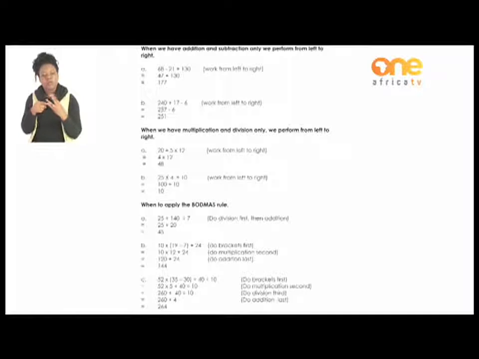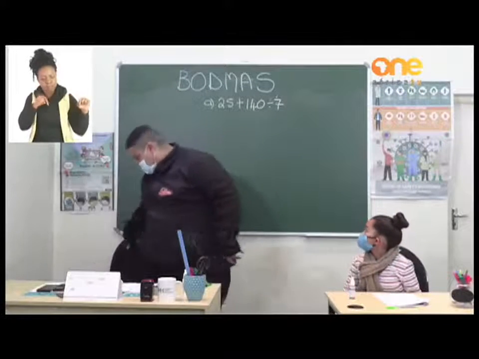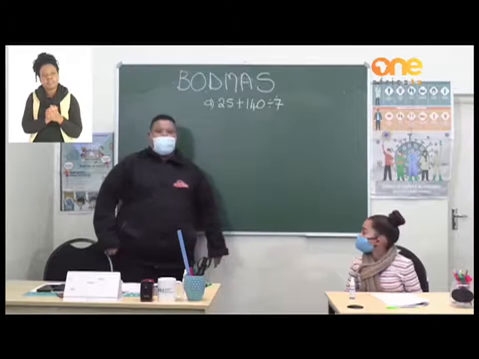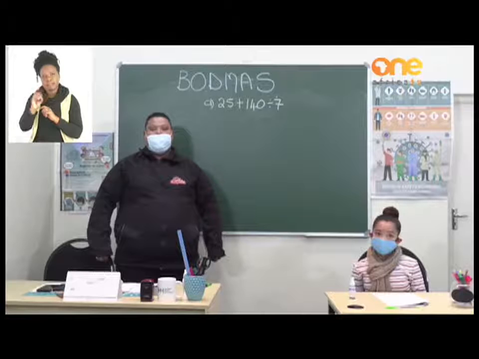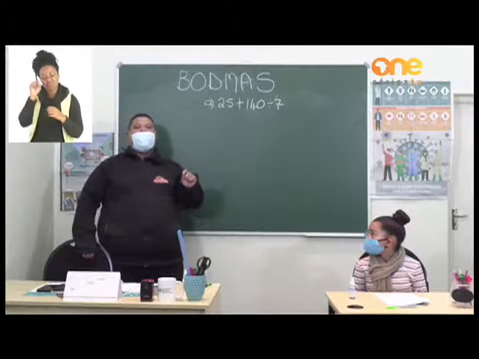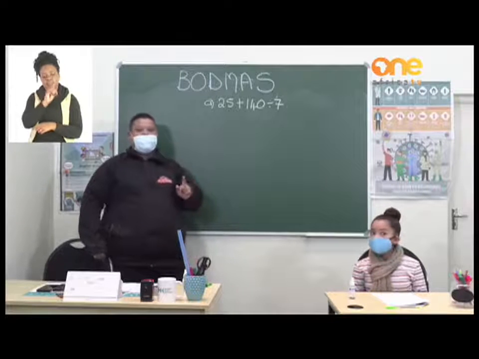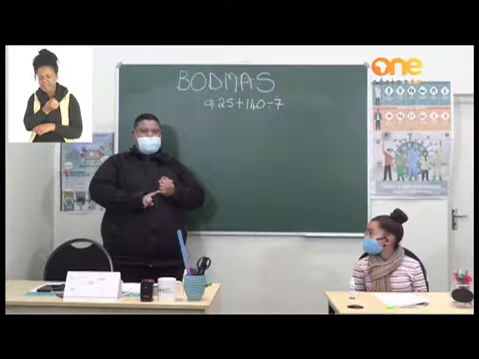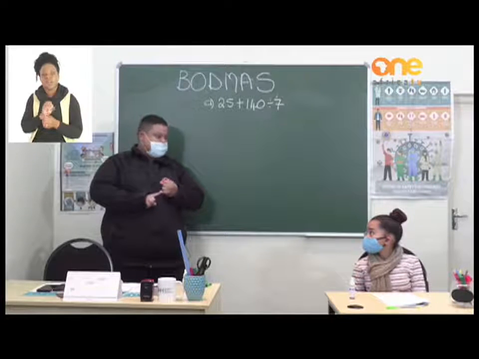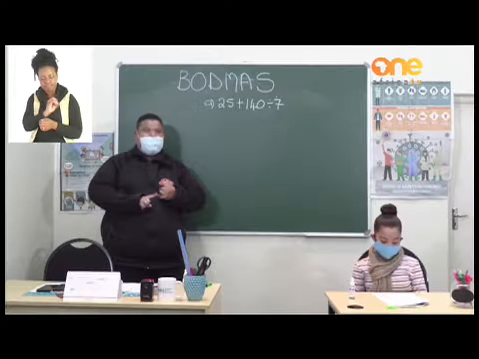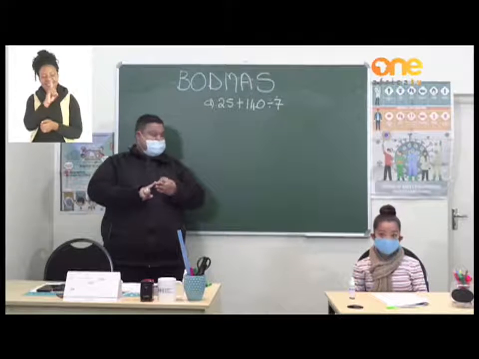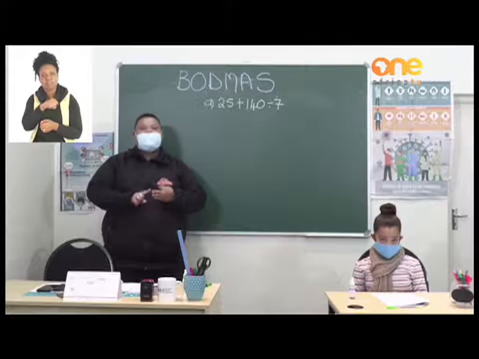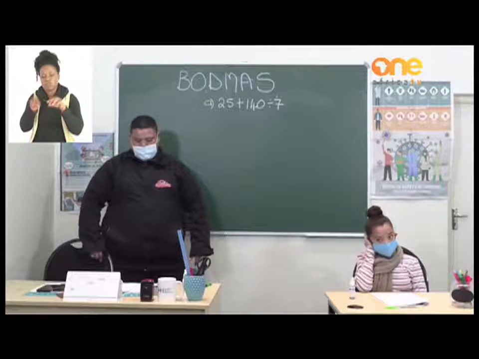But I want us to try one of these examples on the chalkboard. So let's go to the chalkboard. On the chalkboard it says 25 plus 140 divided by 7. Now we need to apply BODMAS. So we first check: do we have any brackets? If there were brackets, we would have done that part first. No brackets. Do we see the word of somewhere? No. Do we have a division sum? Yes. So that part of the sum we will do first.